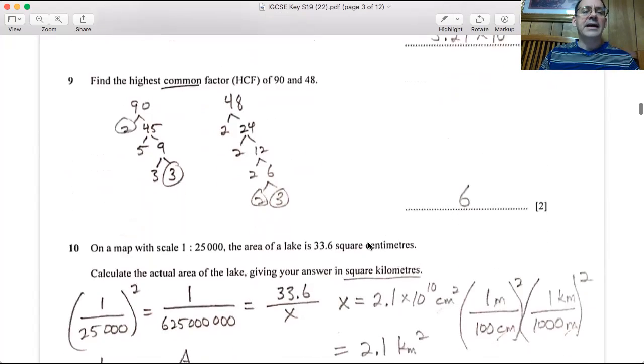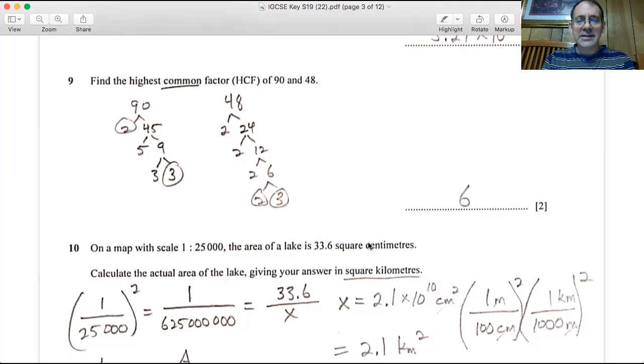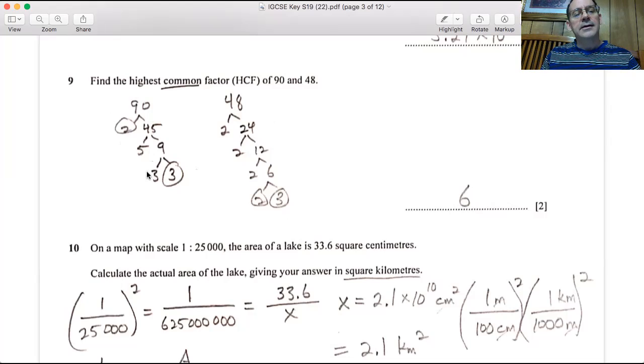Number 9, find the highest common factor, or some people call it GCF, greatest common factor, of 90 and 48. So what you want to do is a factor tree for both of your numbers. So here's 90, 2 times 45, 5 times 9, 3 times 3. A factor tree is just keep dividing it until it's all prime numbers. So here's our 48, 2 times 24, 2 times 12, 2 times 6, 2 times 3.